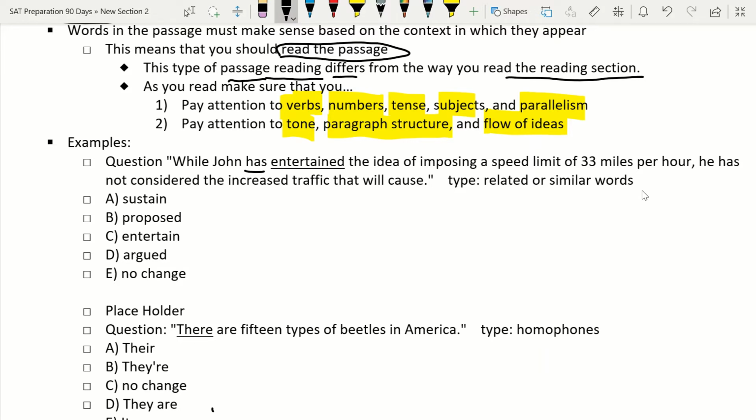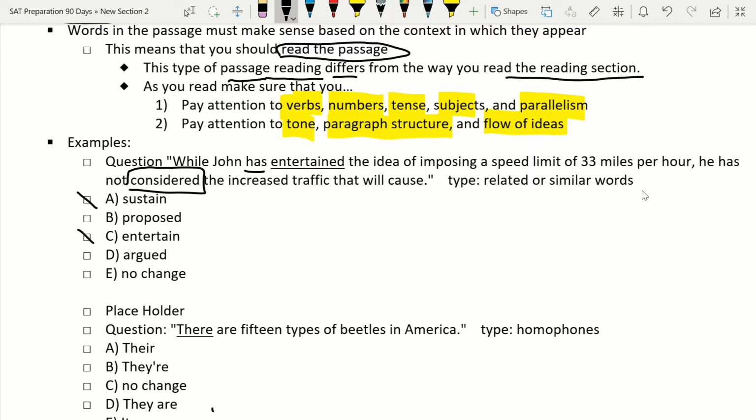see the idea of imposing a speed limit of 33 miles per hour. He has not considered, so considered is another past tense verb, the increased traffic that will cause. Okay, so obviously I'll be doing the past tense, which means I can get rid of sustain, which is option A. I can also get rid of entertain. It looks like those are the only two that were not in the past tense. Now I'm left between proposed, argued, and entertained.